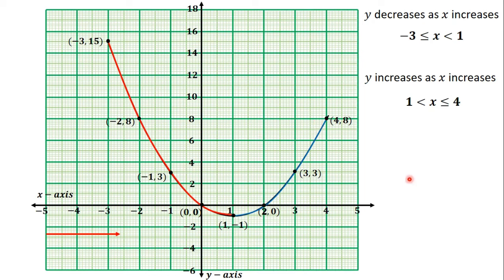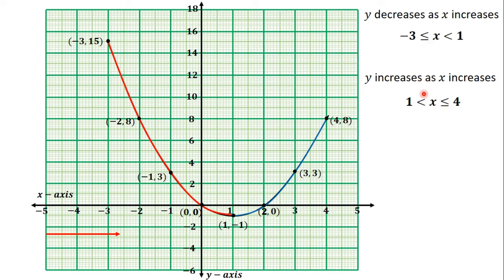Now let's look at something here. We can see that for the first part, that is for the values of x for which y decreases as x increases, I included the x coordinate at the starting point, which is -3. So I included -3 in the values of x. For the second part, that is the values of x for which y increases as x increases, I included the x coordinate at the ending point, which is 4. So here I included 4 in the values of x.